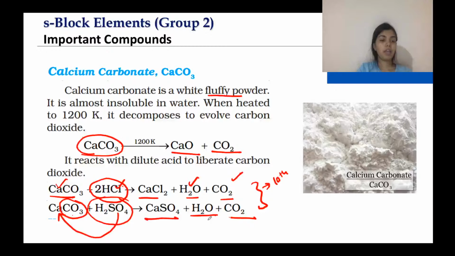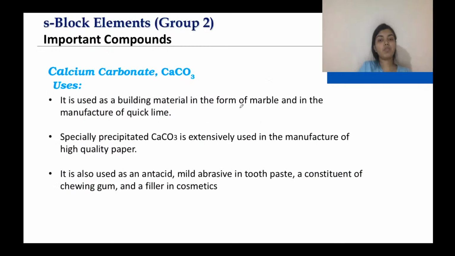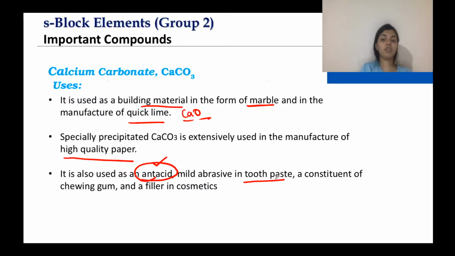Now next is uses. It is used in building material, in the form of marble also, and in the manufacture of quicklime also. What is quicklime? Calcium oxide. It is used for the manufacture of high quality paper. It is also used as an antacid. So when we are having acidity, we take medicines which are called antacids. These are used in toothpaste also, chewing gum also, and it is used as a filler in cosmetics also.